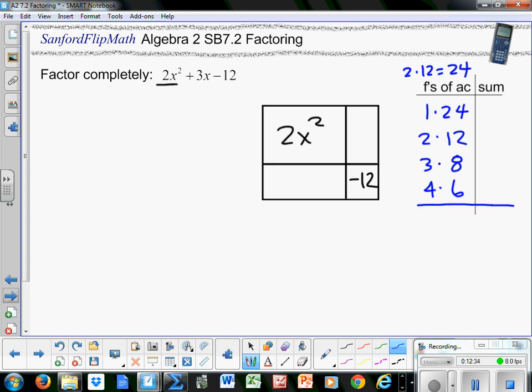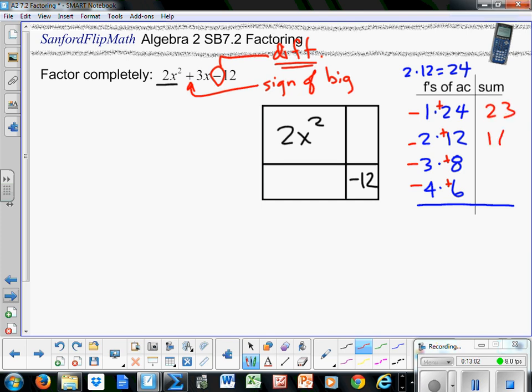Now let's talk signs before we get too excited here. If this is minus, that means the signs have to be different. This will tell us the sign of the bigger number. So that means that the bigger numbers have to be plus, and the smaller numbers have to be minus. So in effect, we are subtracting. So this is 23, this is 10, this is 5, this is 2. Now, that is very interesting.